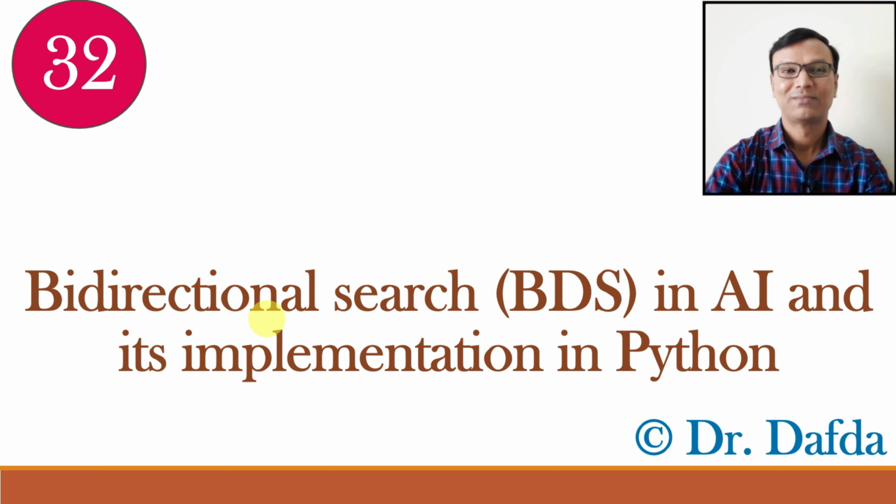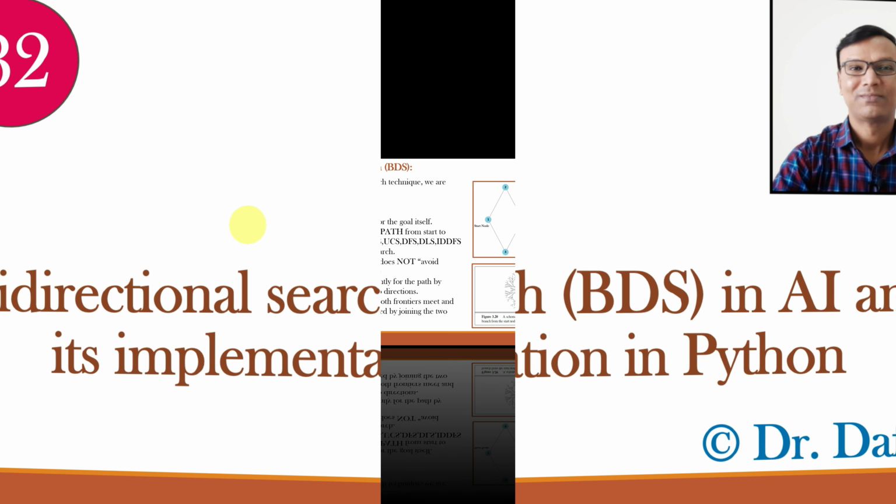Next question is, why do we even need bidirectional search? The answer is because it is much faster than normal BFS or DFS. Okay. So here, instead of searching one big area, we search two small areas, which saves a lot of time. Okay. So let us start.